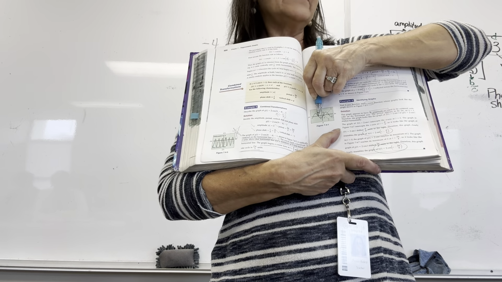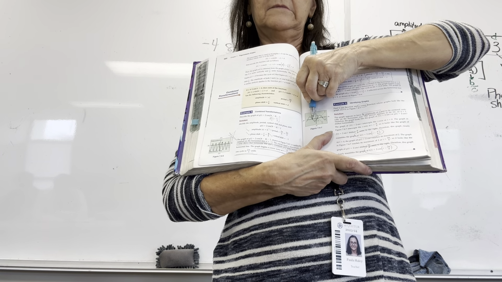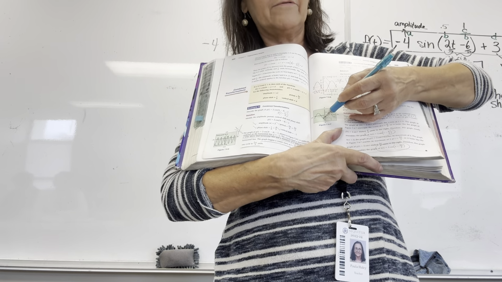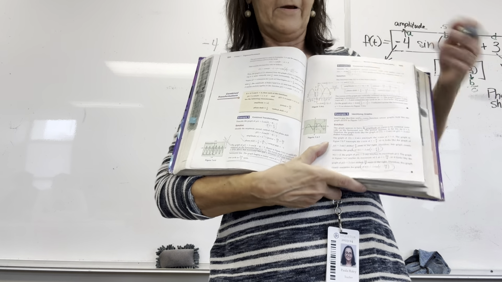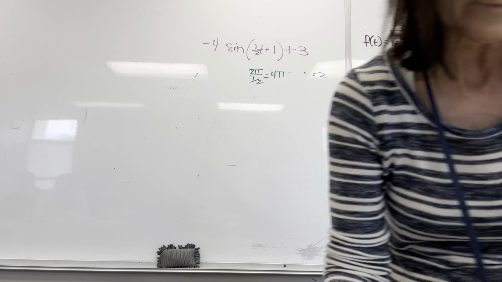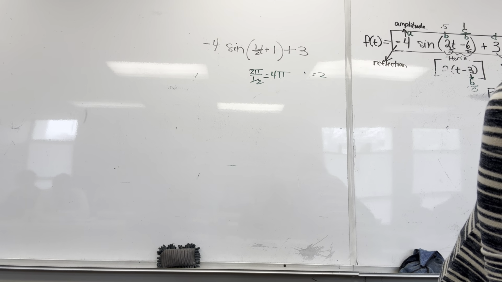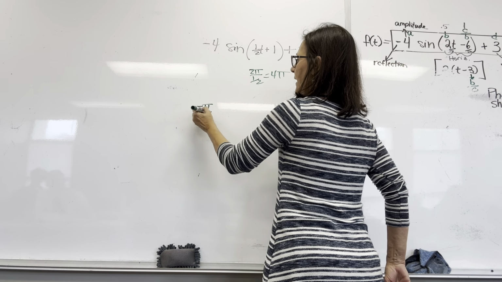Okay, so my preference is, let's do the cosine. Because we can see the cup. I see the cup upside down. I'm going to do the upside down cup. Okay? So I'm going to say it begins at negative pi over 4.